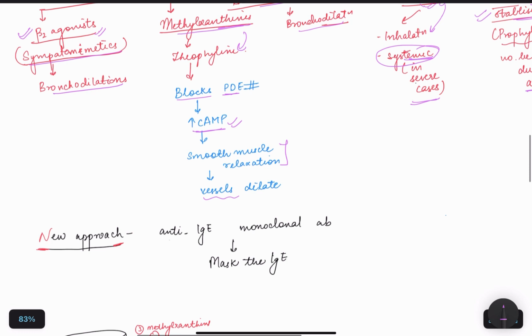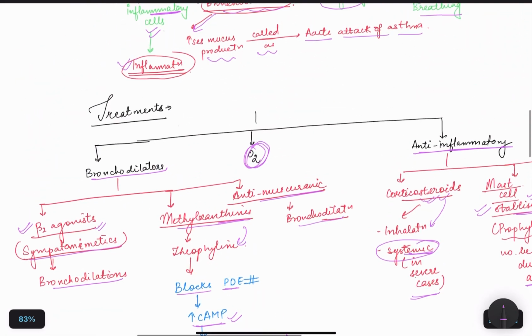Leukotriene antagonists either block leukotriene synthesis or block the receptors, and can be LOX or COX inhibitors. We have a new approach, like anti-IgE monoclonal antibody, which will mask the IgE and block IgE production or block its activation. So these are the drugs.